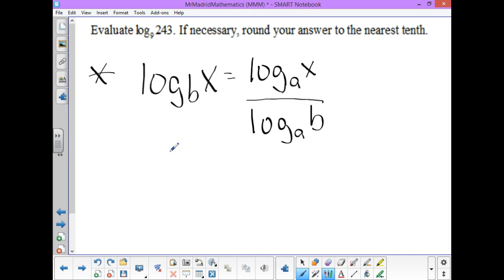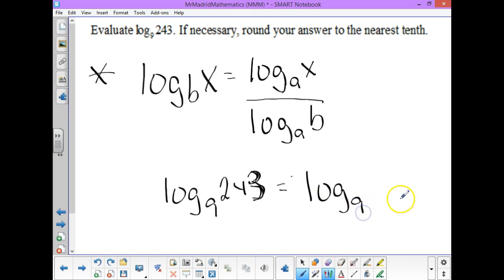So with that in mind, let's go ahead and see what we can do with this problem here. Okay, so we have log base 9 of 243. Let's see here, this thing's getting stuck on me. Okay, equals, first of all, I'm going to rewrite this log base 9, and I'm going to look at 243.